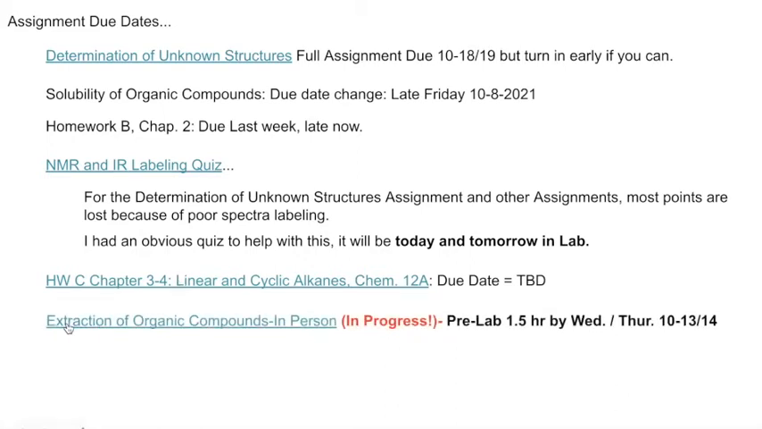And then extraction of organic compounds. This weekend was what I was working on, updating it for you guys. And I'm not quite done with it. I'm almost done. I'm at the very end of it. But I want you to pre-lab it. So go through about as much as you can, an hour and a half or more, by Wednesday, Thursday. I don't think you'll get to the point where I'm at in my progress. And I want to finish up the last part of it today too.